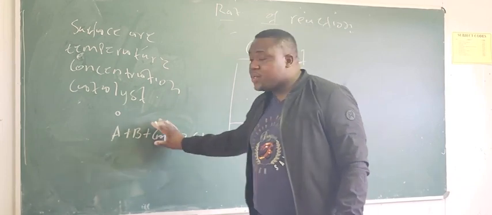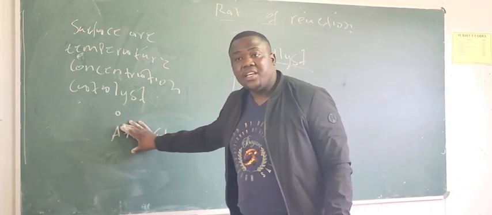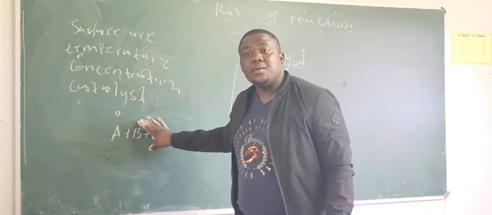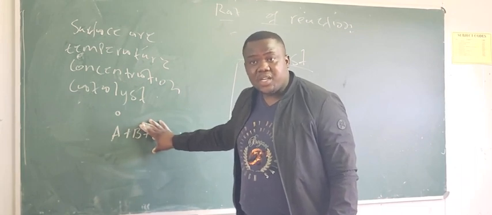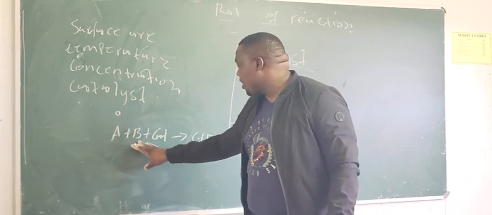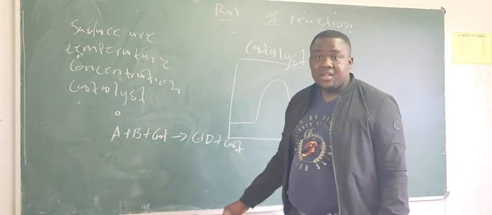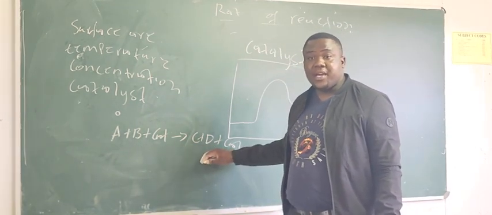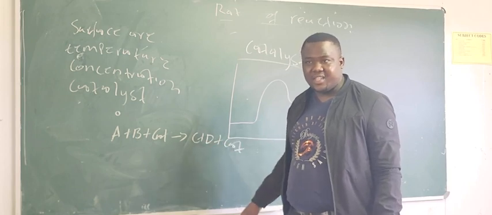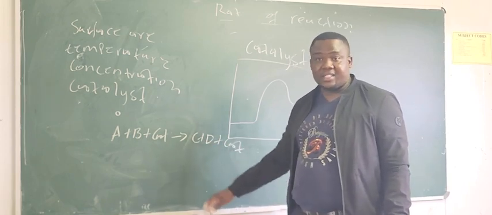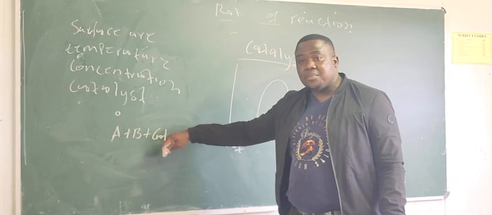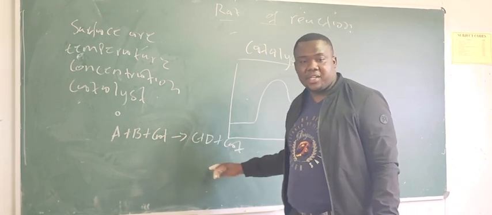Cat will never be used up. It's not part of the reaction. It's just there to speed up a chemical reaction. You understand? It will never be consumed. You see, A and B were consumed to produce C and D, right? But a catalyst will do what? It will never be consumed by a reaction. You understand? It will remain like that because it's a substance that speeds up a chemical reaction without undergoing any permanent change.